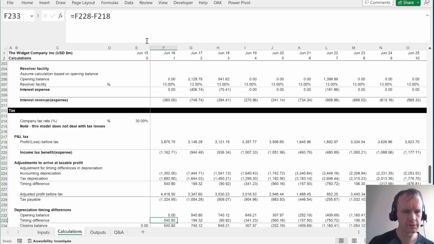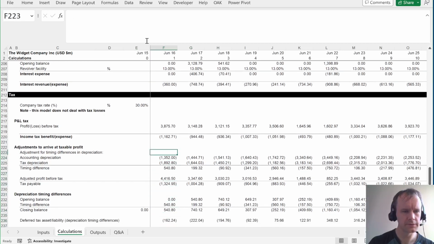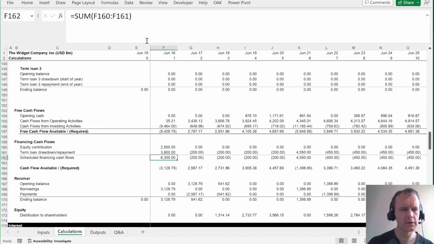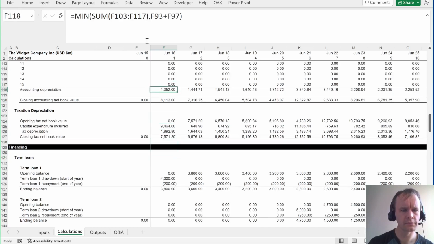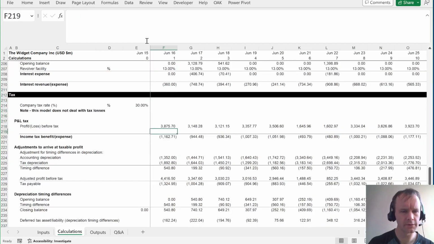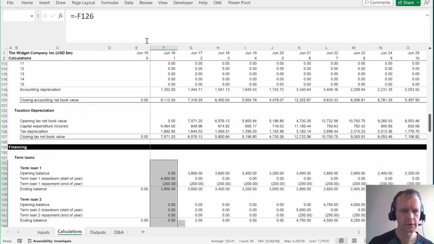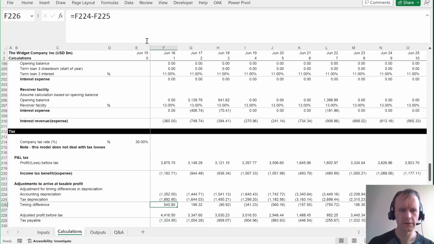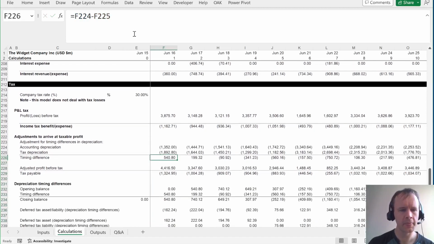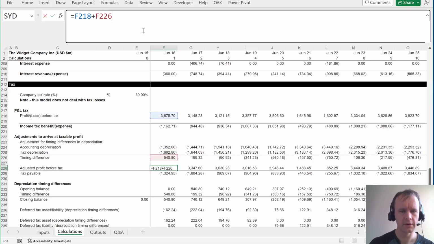Adjustment for timing differences in depreciation. This is the right way: the profit and loss before tax to arrive at taxable profit. Timing differences in depreciation, F118. Okay, so we're subtracting accounting depreciation here, yes, tax depreciation here at 126. Yes, that's working fine. Timing difference. Ooh, now I'll have to pause and think whether I'm getting the timing difference the right way around. But anyway, we'll think about timing difference sign in a minute.